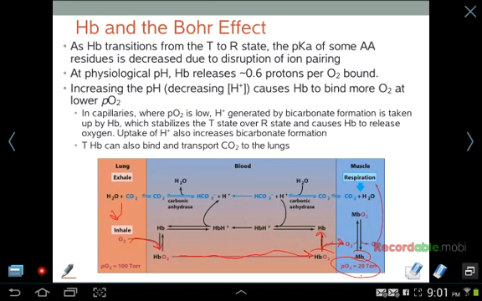We're going to make our way back to our lungs. So we have free hemoglobin entering the blood. It's taking on protons, and these are protons formed by the bicarbonate blood buffer. This uptake of protons, as we can see here, is actually going to cause more bicarbonate formation, facilitating the blood buffer.